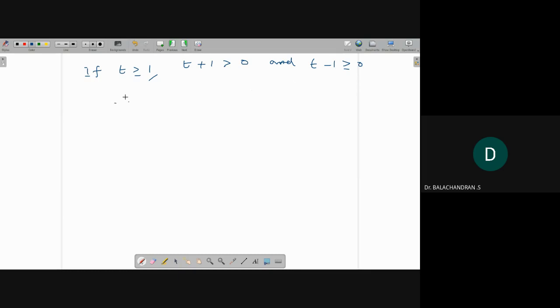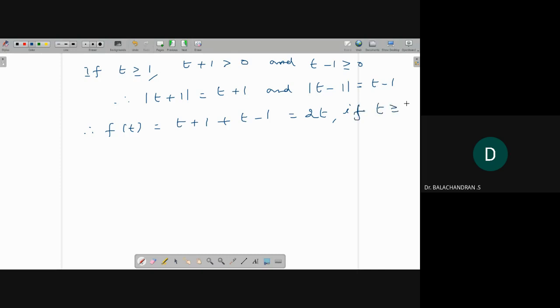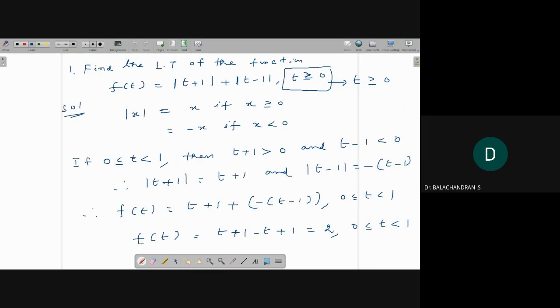Okay, so therefore mod of t plus 1 is equal to t plus 1 because it is greater than 0. And modulus of t minus 1 is also greater than or equal to 0, so modulus of t minus 1 is t minus 1. So our f of t equal to modulus of t plus 1 plus modulus of t minus 1, which is t plus 1 plus t minus 1, so we get 2t. So f of t equal to 2t if t is greater than or equal to 1. So now I can write f of t equal to 2 when t lies between 0 and 1.